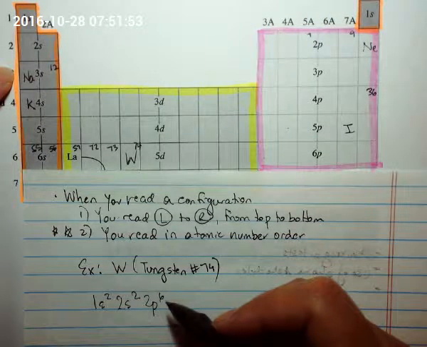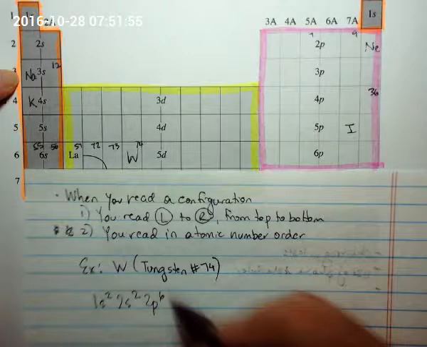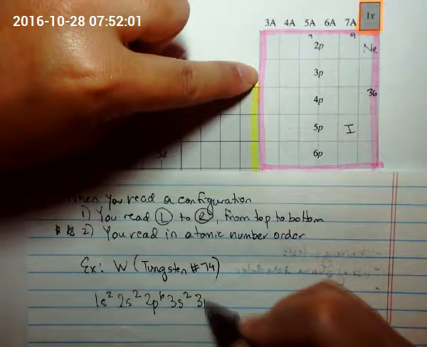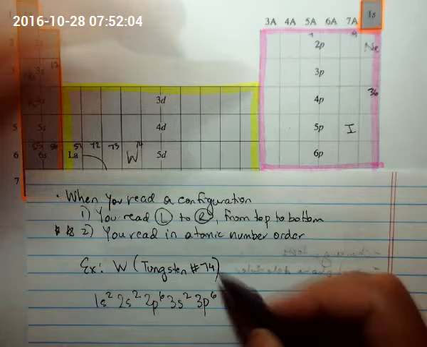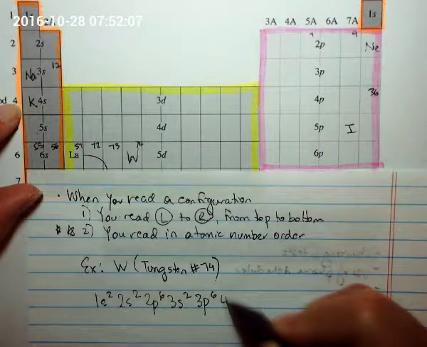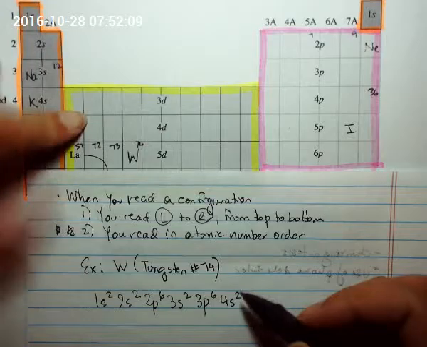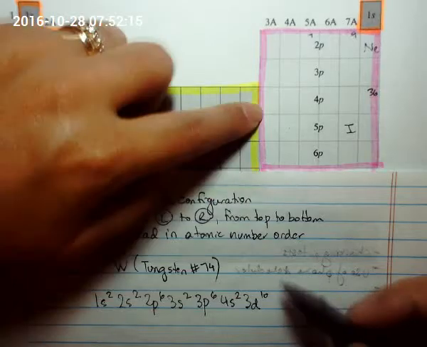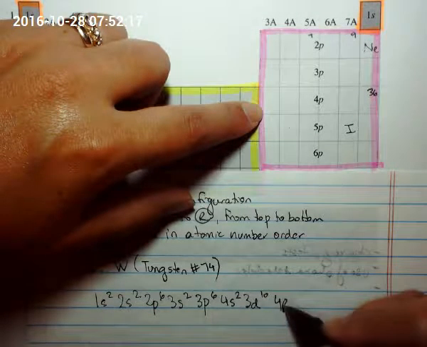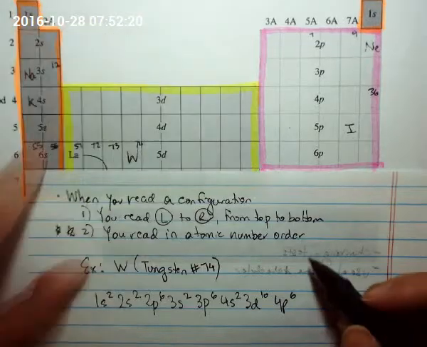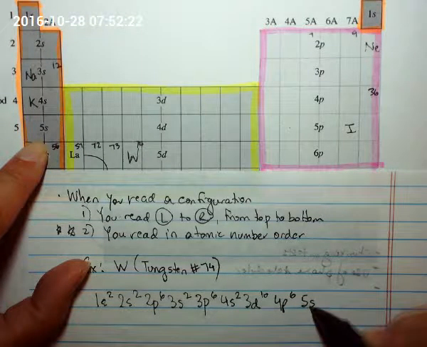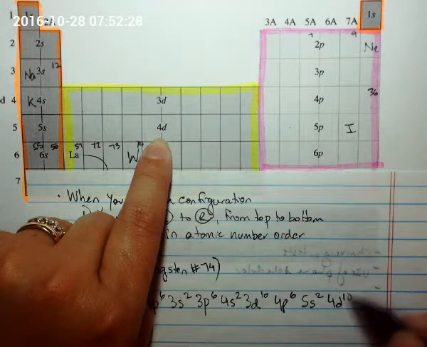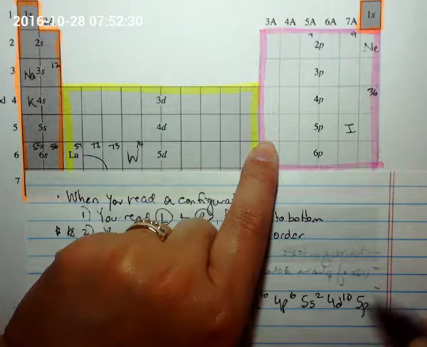All right, come here to the third row. Where am I now? 3s, how many fit there? 2, and then come over here. Where am I? 3p, how many fit there? 6, and then I come over here. Where am I? 4s, how many fit there? And then come over here. Where am I? 3d, how many fit there? 10. And then come over here. Where am I? 4p, how many fit there? And then come over here. Where am I? 5s, how many fit there? 2. And then over here? 4d, 10. And then 5p, 6.